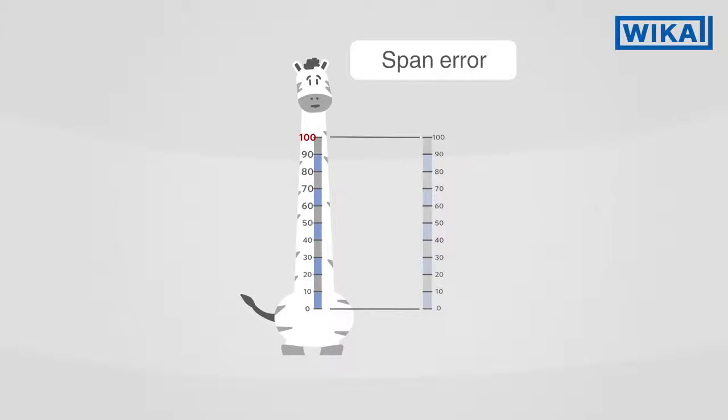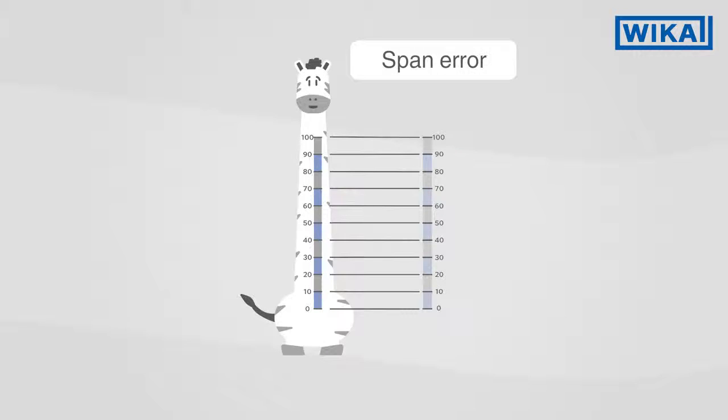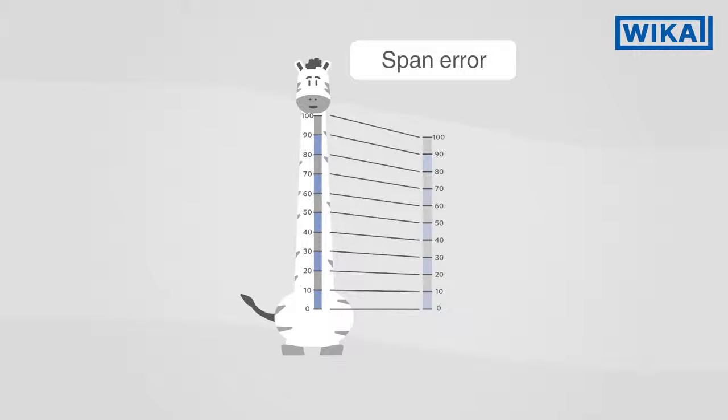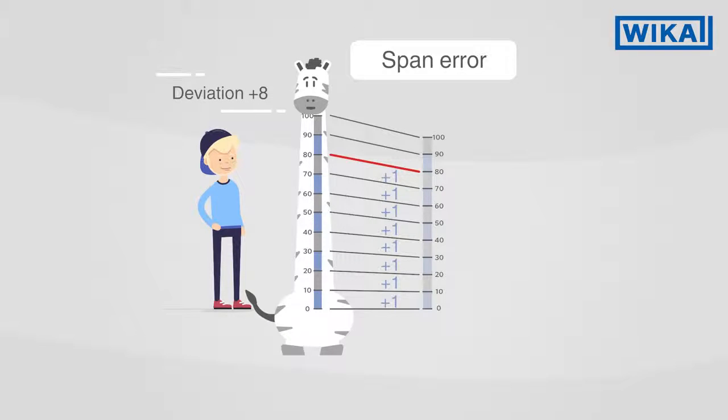The span error occurs between the 0-point and the full scale value. It arises when the distance between the individual divisions is constant, but constantly wrong. An example: the graduation marks were labeled with 10 centimeters on the rule. However, the separation actually corresponds to 11 centimeters. At the beginning of the scale, this error is of minor importance, but it adds up, and from a certain size, it is noticeably significant.